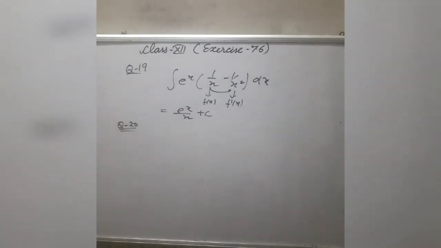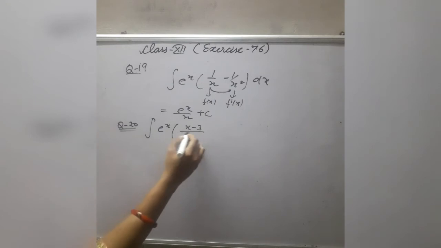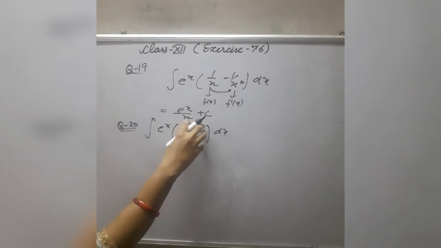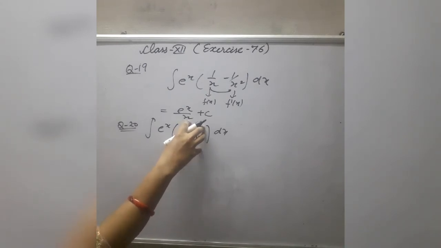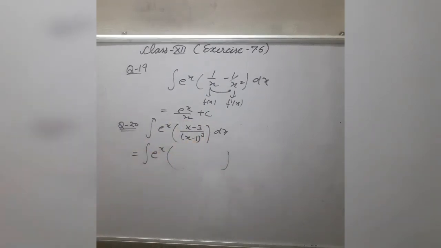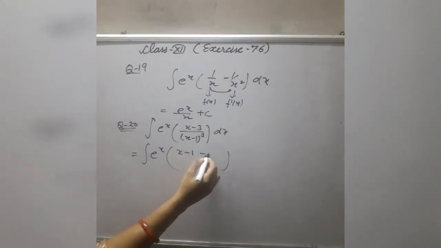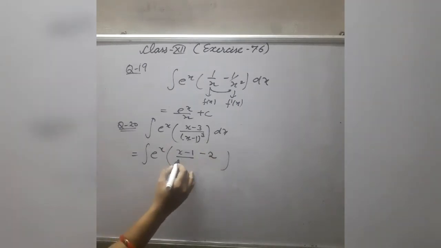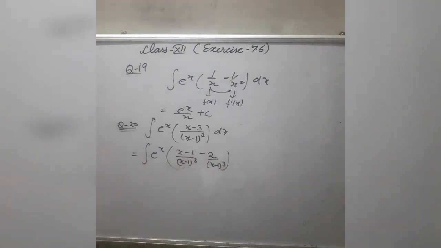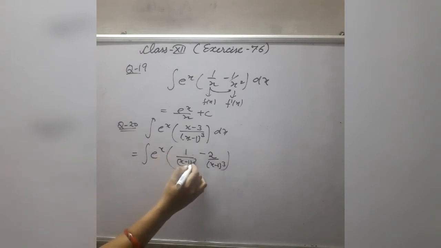Now question number 20. In question number 20, again e raised to power x is there. We will use the same formula, but now f(x) and f dash x are not directly given to you. Firstly we will change this term into two parts such that one part is f(x) and the second part is the derivative of the first part. So how will you break this single part into two parts? This x minus 3 can be written as x minus 1 then minus 2, and here is x minus 1 whole cube. Taking this x minus 1 cube separately with these two parts, it becomes x minus 1 by x minus 1 cube, which can be written as 1 by x minus 1 square.